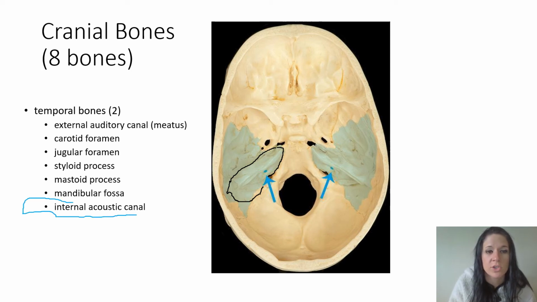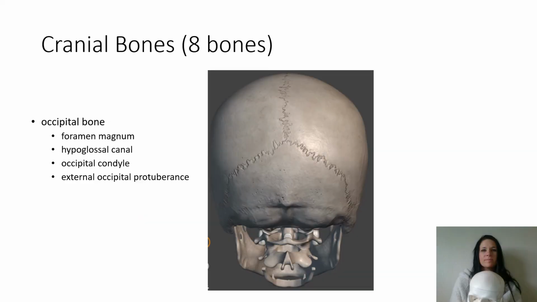Okay, so here there are two arrows pointing to it. It's also highlighted in this blue color. So that's our last structure of the temporal bone.